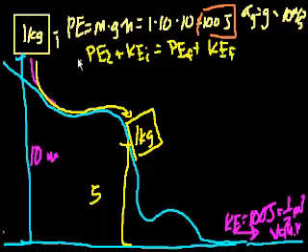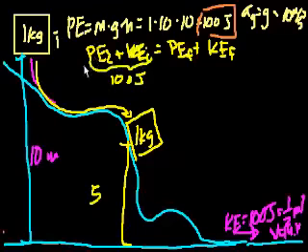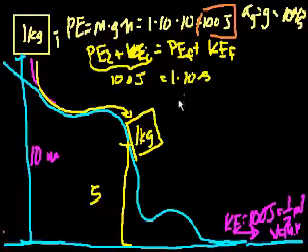Up here, what's the initial total energy in the system? Well, the potential energy is 100, and the kinetic energy is 0 because it's stationary. I haven't let go of it yet. So the initial energy is going to be equal to 100 joules. At this point, what's the potential energy? Well, we're 5 meters up. So mass times gravity times height. Mass is 1, times gravity, 10 meters per second squared, times height, 5. So it's 50 joules. That's our potential energy at this point.